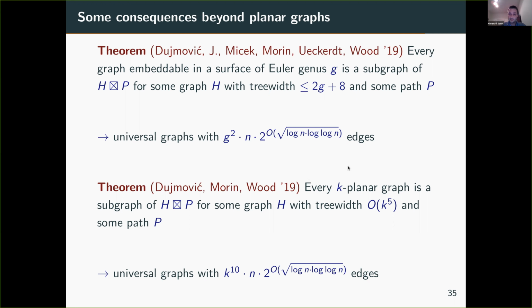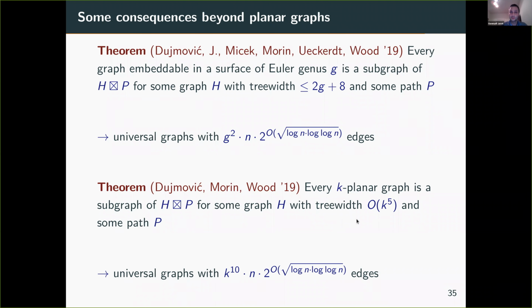Another case where we get such universal graphs is for those k-planar graphs I mentioned earlier. So Dujmović, Morin, and Wood proved last year that k-planar graphs are subgraphs of H times P, where H has treewidth roughly k to the 5. So for fixed k, again, you can find a universal graph with a near linear number of edges for those. But this is about what we can say about extensions beyond planar graphs. This product structure theorem is of course much less expressive, much less powerful than separators, but it allows better bounds for universal graphs.